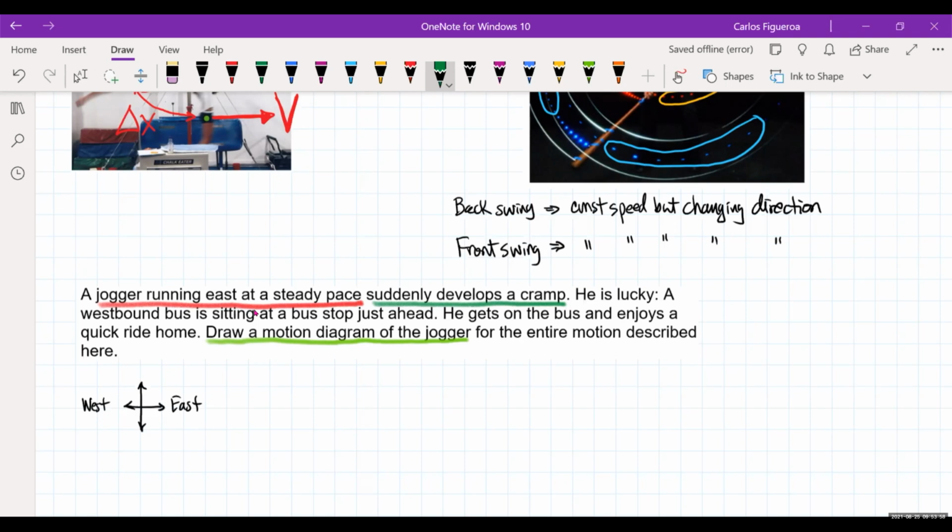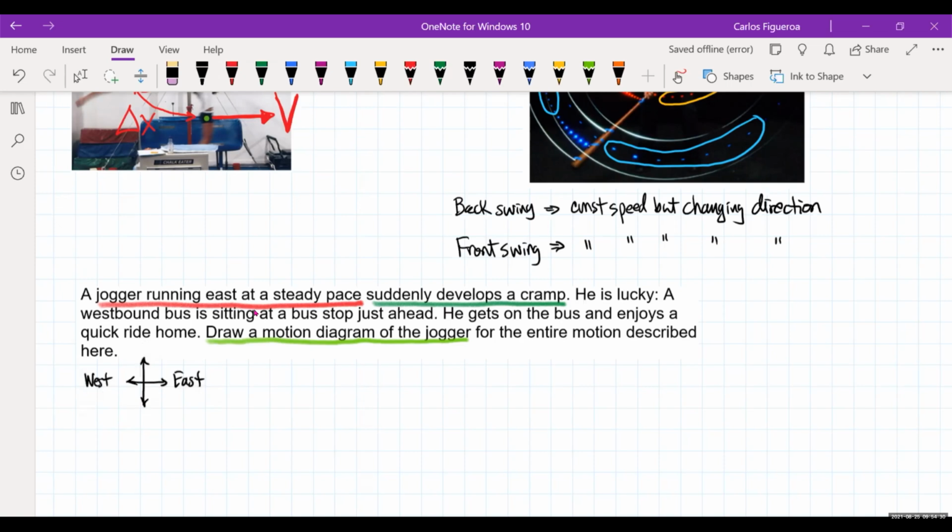Then he is lucky. A westbound bus is sitting at the bus stop. He gets on the bus and enjoys a quick ride home. The key thing here is that he's going to get on the bus. We expect the bus to be traveling faster than the jogger, so we have to put our distances to be proper here. So here we go, I've got my direction.